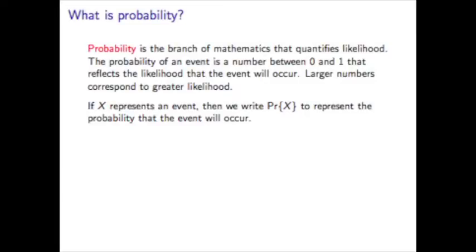Probability is a branch of mathematics, and it gives us a way to quantify likelihood of events. An event is just a thing that may or may not happen, and when we talk about the probability of that event, we are trying to quantify the likelihood that it will happen. We do so by assigning a probability to that event, which is just a number between 0 and 1. Larger numbers correspond to a greater likelihood that the event will occur. And one small piece of notation, if x is representing an event, then I am going to write PR of x to represent the probability that that event will occur. So PR of x will be a number between 0 and 1 expressing the likelihood that x will occur.